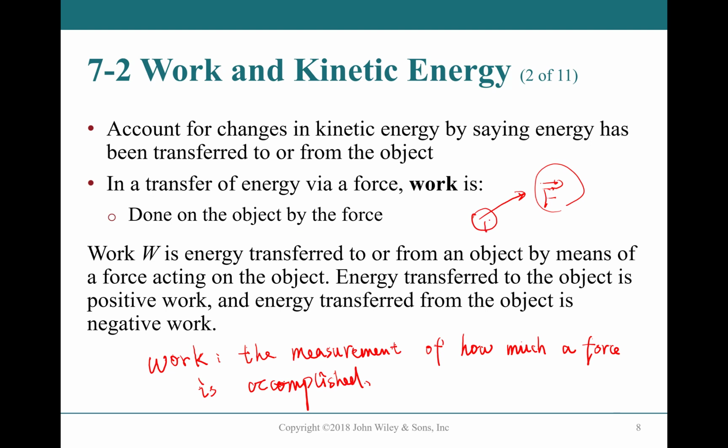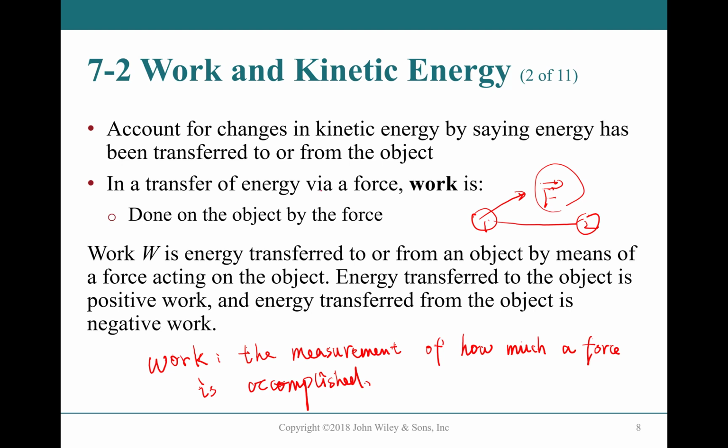So you may move this object from here to here, and the motion is how much the object is accomplished, how much the force is accomplished. So here we can take a look at the detailed explanation. We account for changes in kinetic energy by saying energy has been transferred to or from the object. So if the kinetic energy changed, then the energy must be transferred in or out from another form.